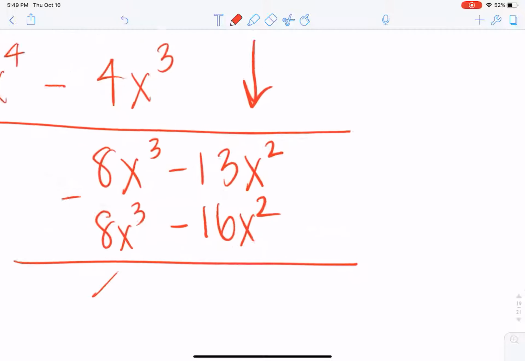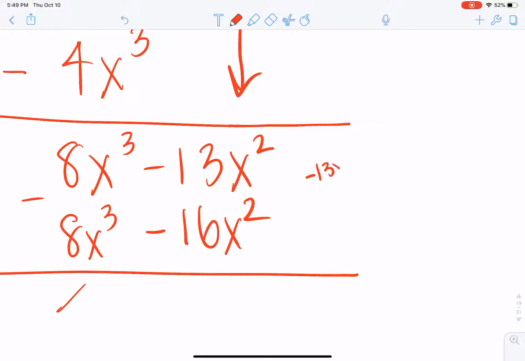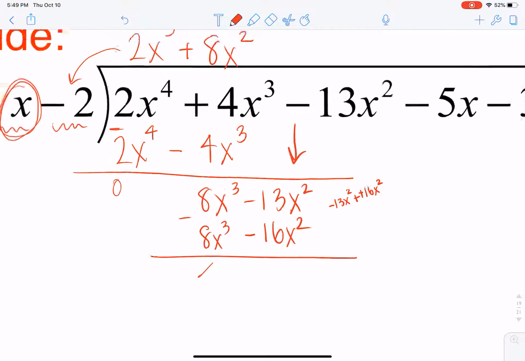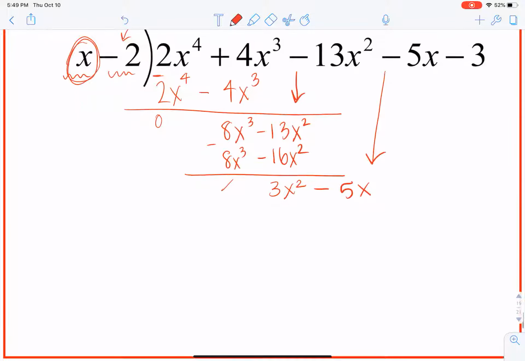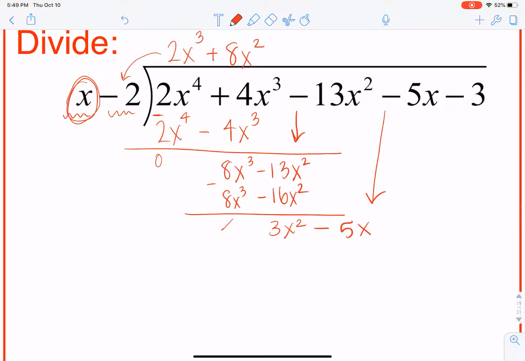And then off to the side, I have negative 13x squared minus negative 16x squared. That gives me a plus plus, and I can see that I'm left with 3x squared. So I'll erase my sort of shorthand work off to the side, and now I can bring down my minus 5x. What do I need to multiply x by in order to get to 3x squared? I need to multiply it by 3x.